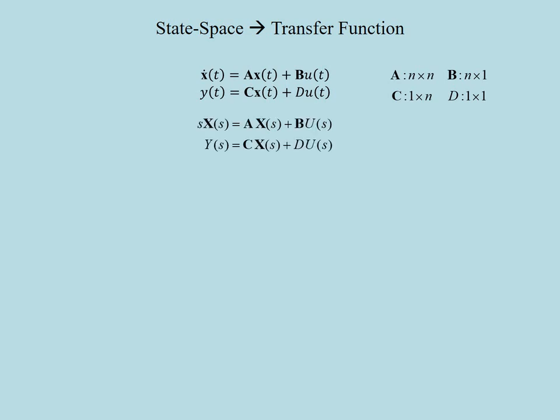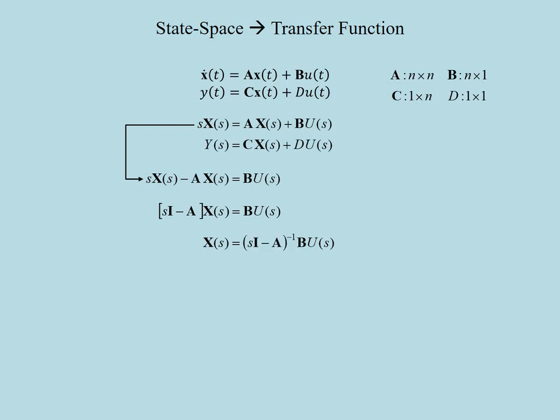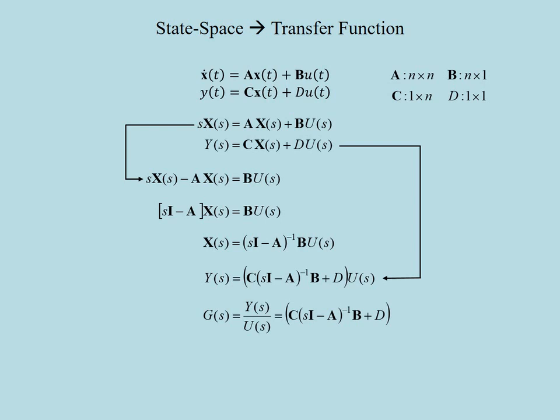We start by taking Laplace transforms of both sides in the system and output equations. Now arrange the system equations so that we have all x vectors on the left-hand side and collect them into a parenthesis of x so that we can solve for the x of s vector in terms of u. Now substituting what we have found for x of s into the output equation, we can solve for the ratio of y of s to u of s, which is the transfer function of this system.